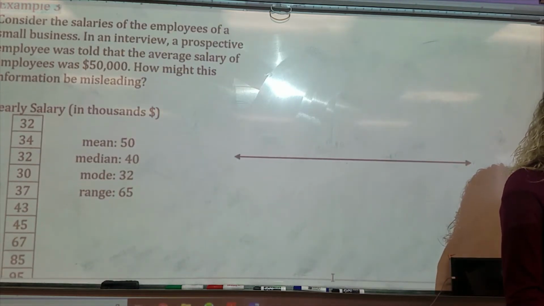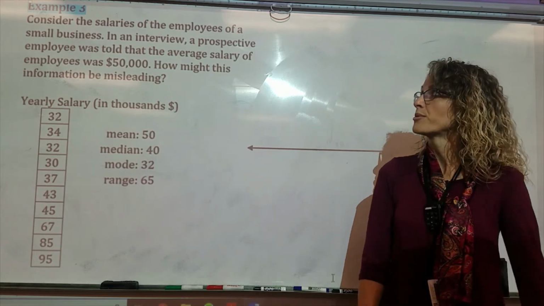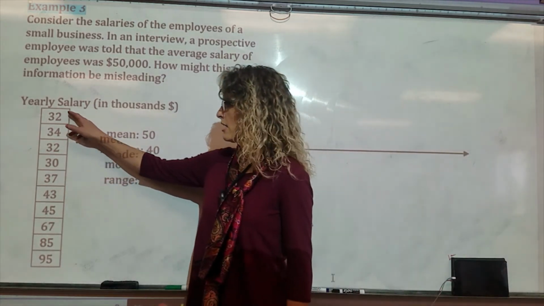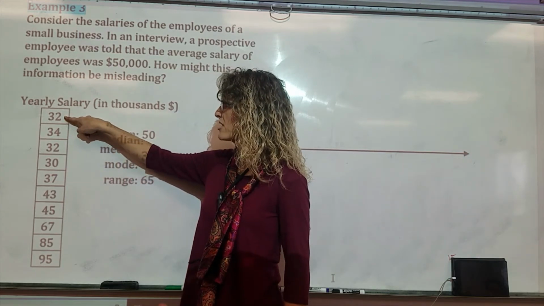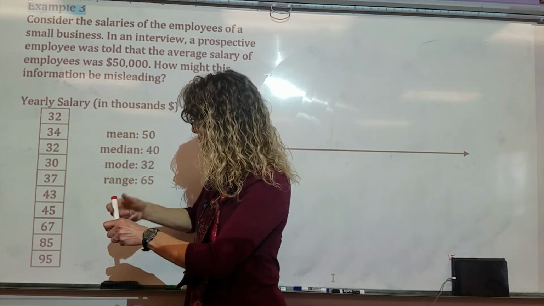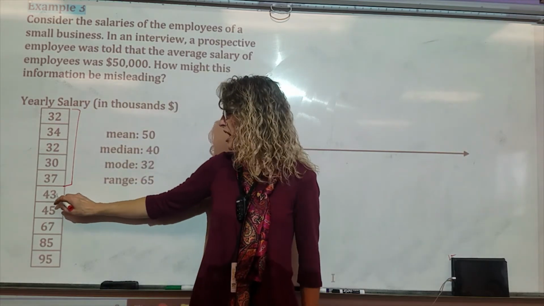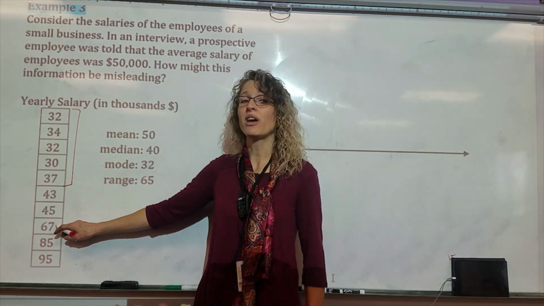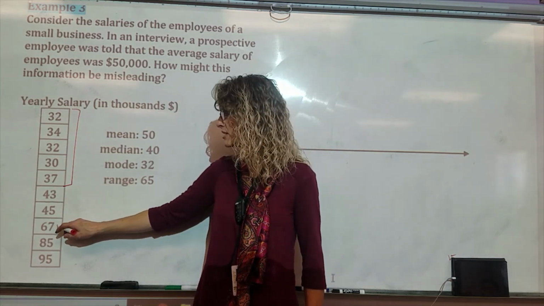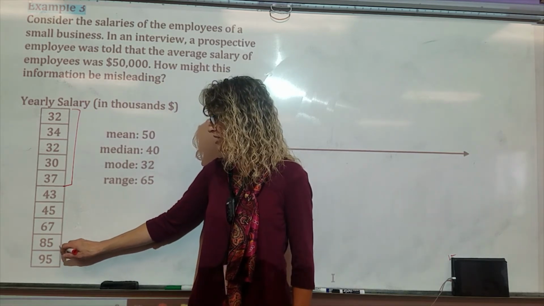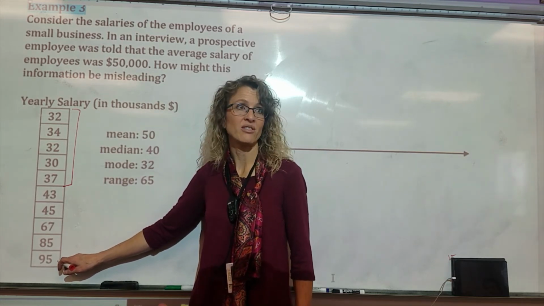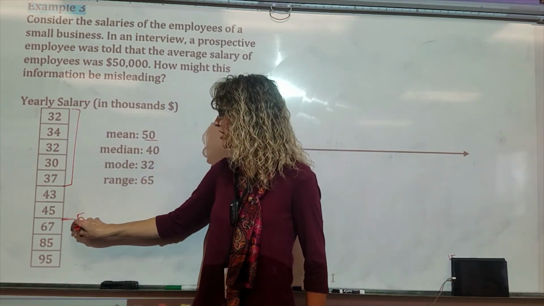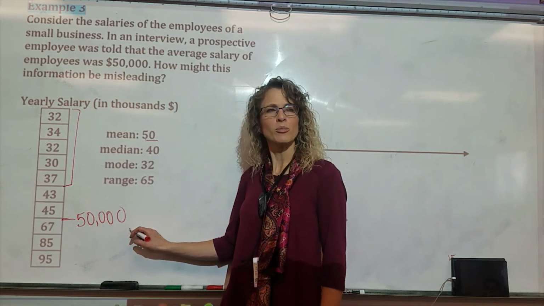Example 3, consider the salaries of the employees of a small business. In an interview, a prospective employee was told that the average salary of employees was $50,000. How might this information be misleading? Let's study the graph, the table of numbers. So here's the yearly salary in thousands. So if someone makes $32,000, $34,000, so there's this bulk of employees that are all making in the 30,000s. And then you've got someone that's a little higher, 43,000, 45,000. Maybe they're supervisors. And then you've got maybe a manager making 22,000 more than everyone else. Okay, 67,000. And then someone is another 18,000 jump. They're making 85,000. Maybe the CFO. And then here's the owner, 95,000. So he's telling a prospective employee, yeah, you want to work for this company because you could make around 50,000. That's our average. Is that a little bit misleading?